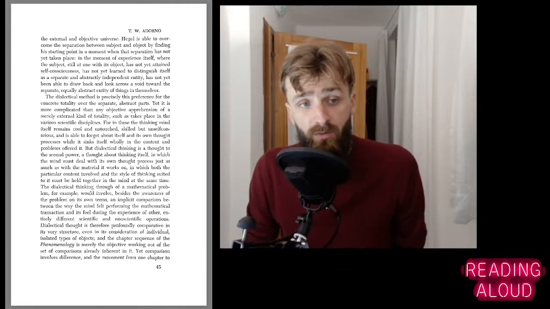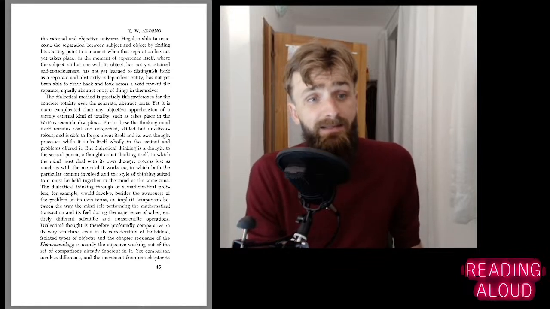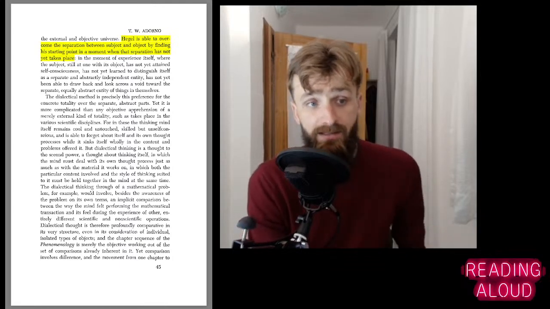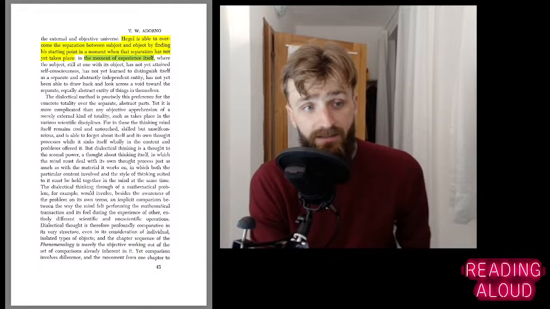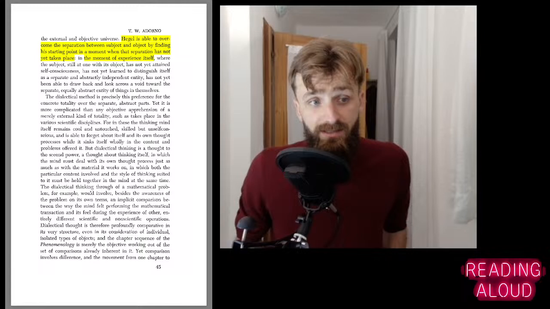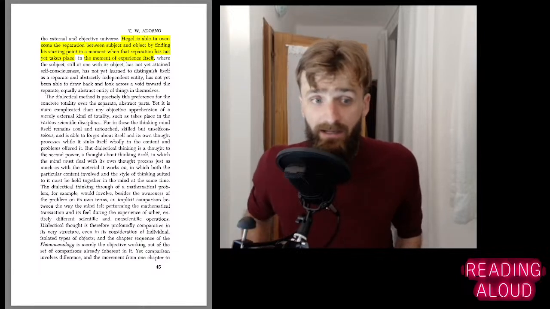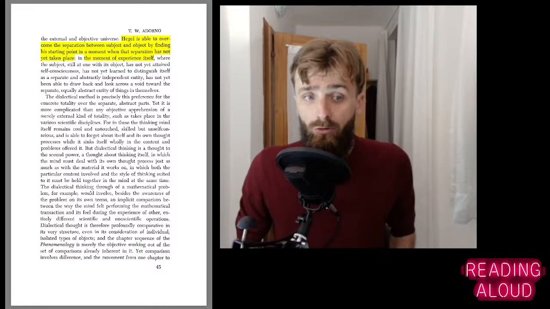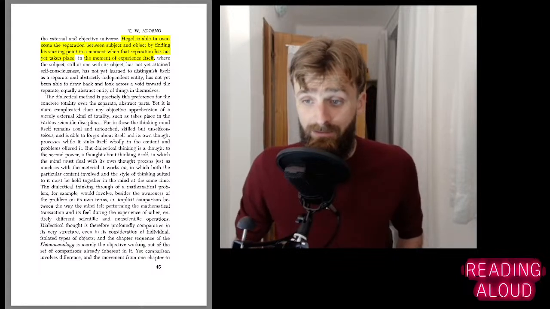Hegel is able to overcome the separation between subject and object by finding his starting point in a moment when that separation has not yet taken place, in the moment of experience itself, where the subject, still at one with the object, has not yet attained self-consciousness, has not yet learned to distinguish itself as a separate and abstractly independent entity, has not yet been able to draw back and look across a void towards the separate, equally abstract entity of things in themselves.